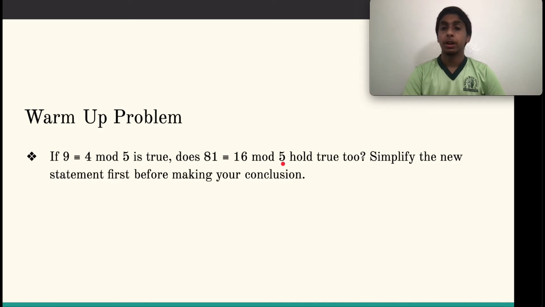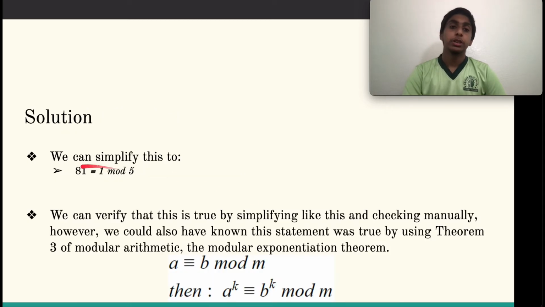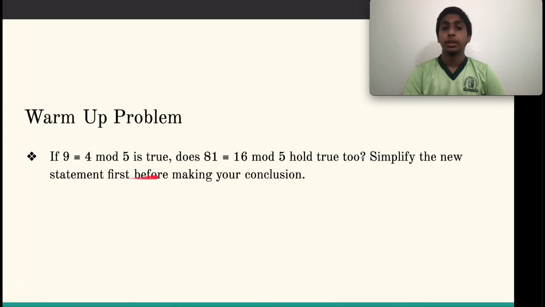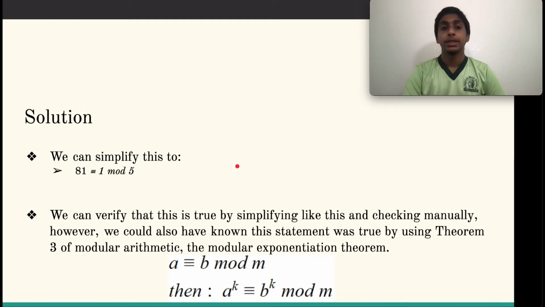Okay, so hopefully you paused the video and solved this problem, so let's go over the answer. We can simplify this to 81 is congruent to 1 mod 5. Why? Well, 16 divided by 5 gives a remainder of 1, and 81 divided by 5 gives a remainder of 1. That's how we get 81 is congruent to 1 mod 5. Now, we can verify this is true manually, right? Because 81 divided by 5 gives a remainder of 1, and 1 divided by 5 gives a remainder of 1. So, as I said here, you can verify this by simplifying and checking manually.